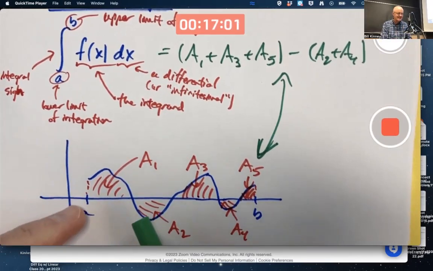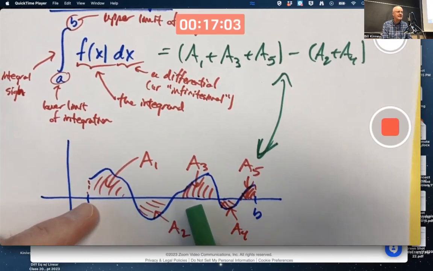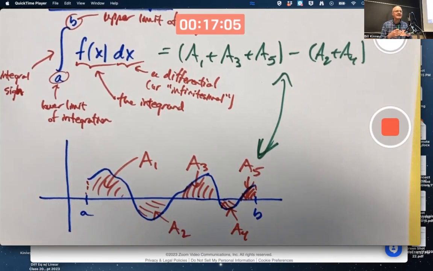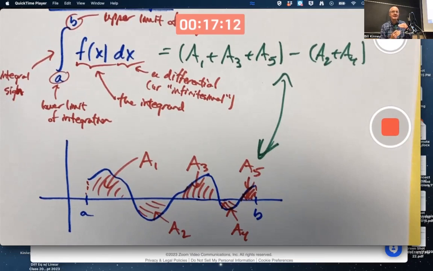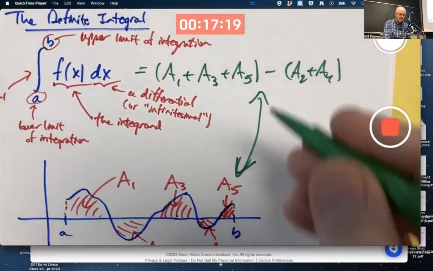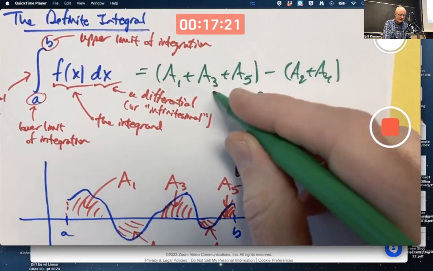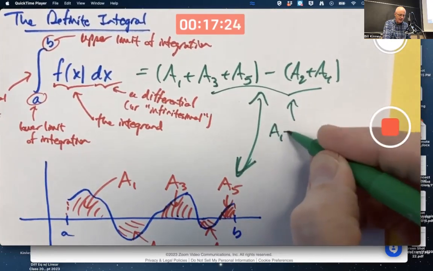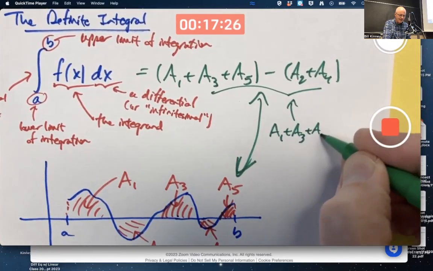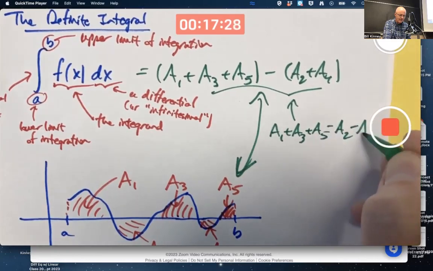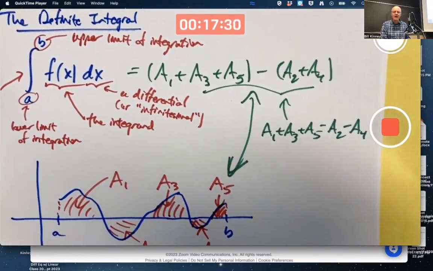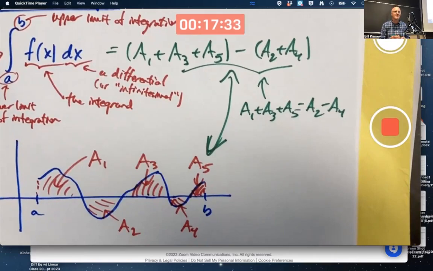Say it again. It's the sum of areas under the graph and above the axis when the graph is above the axis, minus the sum of the areas above the graph and below the axis when the graph is below the axis. And yes, you can distribute the minus sign through here. This is the same as A1 plus A3 plus A5 minus A2 minus A4. It does equal that when you distribute the minus sign through.